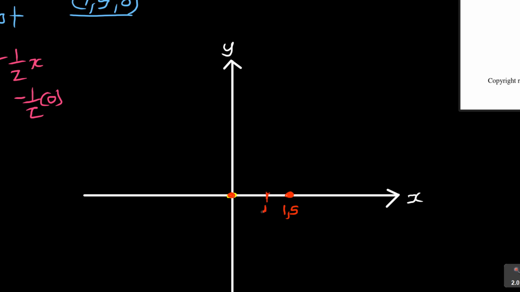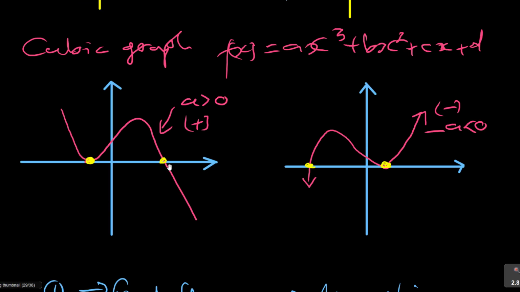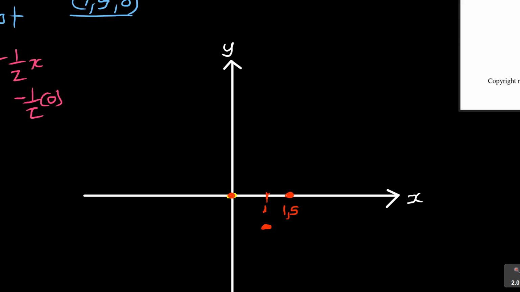This is 1, and then my turning point can be somewhere there. So now when I'm drawing the graph, you need to have a kind of shape. Let's bring that shape again. We said it's a graph that is shaped like this. So if I look into this graph, you can see I'm to have a shape like this. Now look at the shape of this graph.